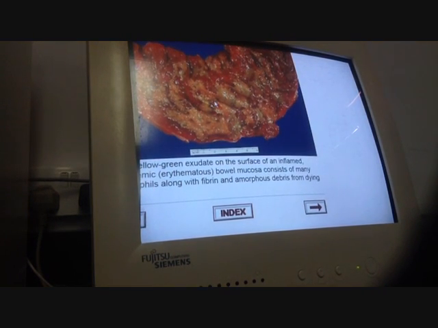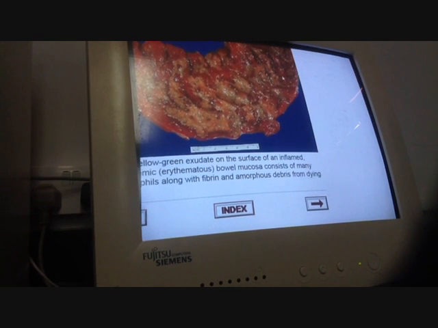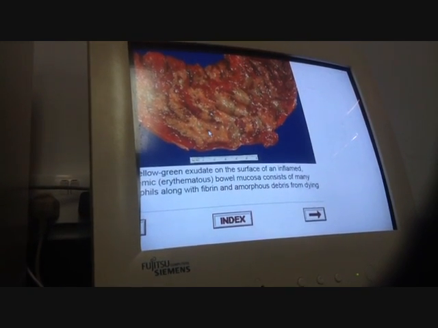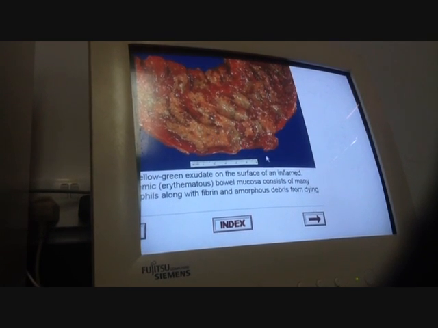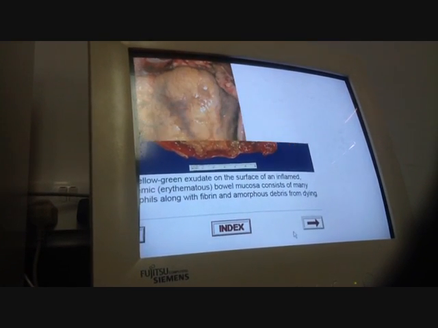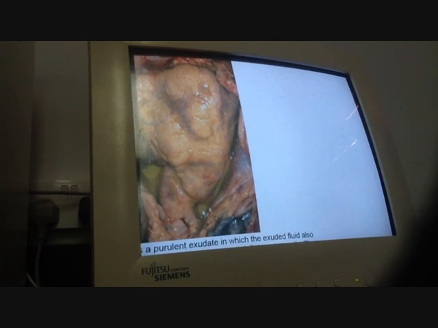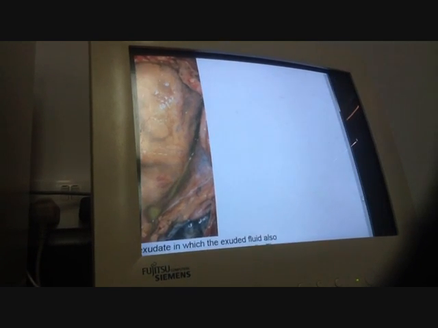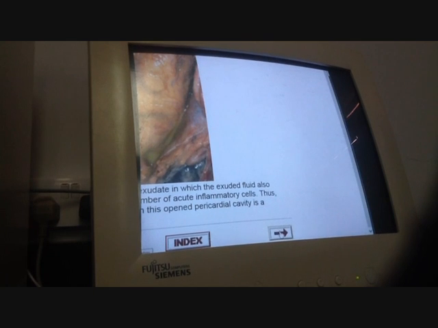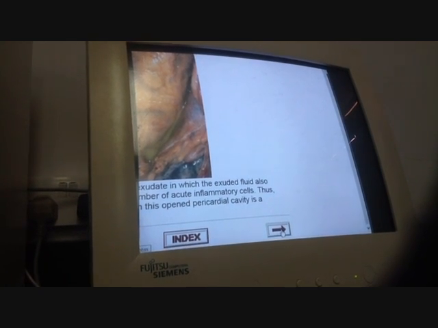This is an example of inflammation. You can identify this is the colon, and it's red with purulent material, greenish, yellowish. Under the microscope, you will see a lot of inflammatory cells. And here you can see the fluid is yellowish, which indicates purulent exudate. Purulent means a large number of acute inflammatory cells.